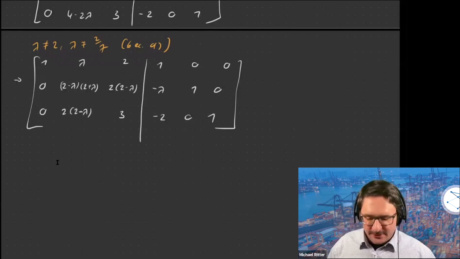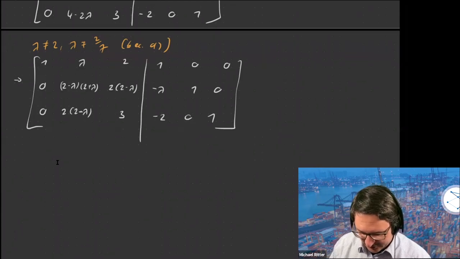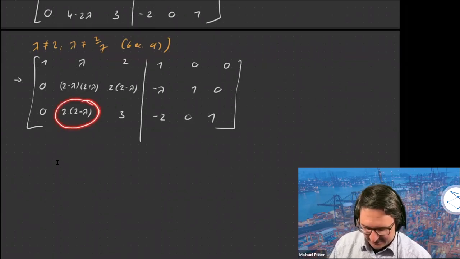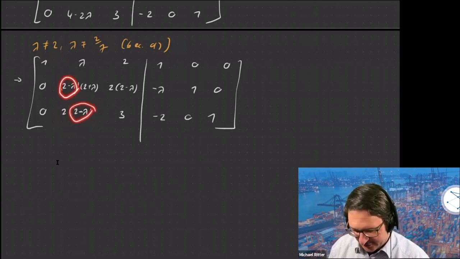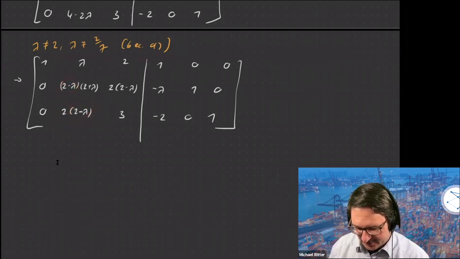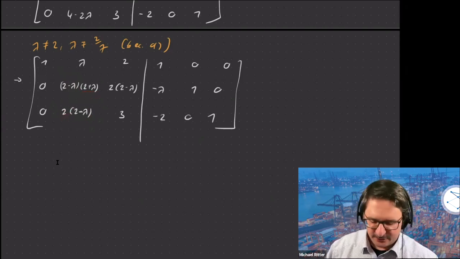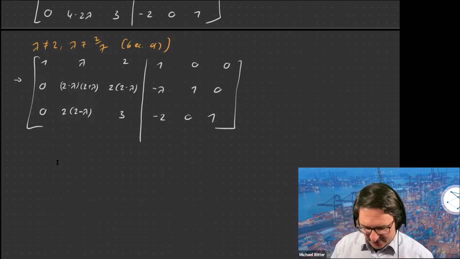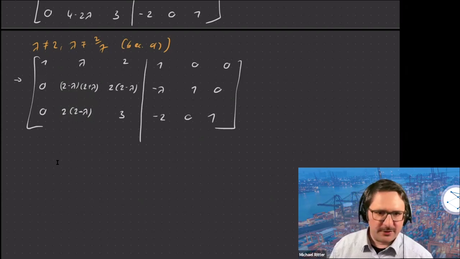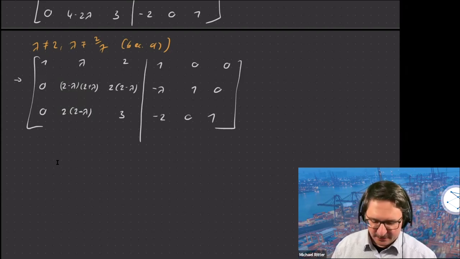Okay, so what can we do now? Well, the next thing that we could do, for example, is we could use this here as a pivot element. You can see at least this factor also appears here. So we have to multiply this by 2 plus lambda to get a 0 here. And we have to factor out that 2. That's not that hard. So this is probably the most clever thing we could do here. That means we don't have to do division, at least not by something that involves lambda.